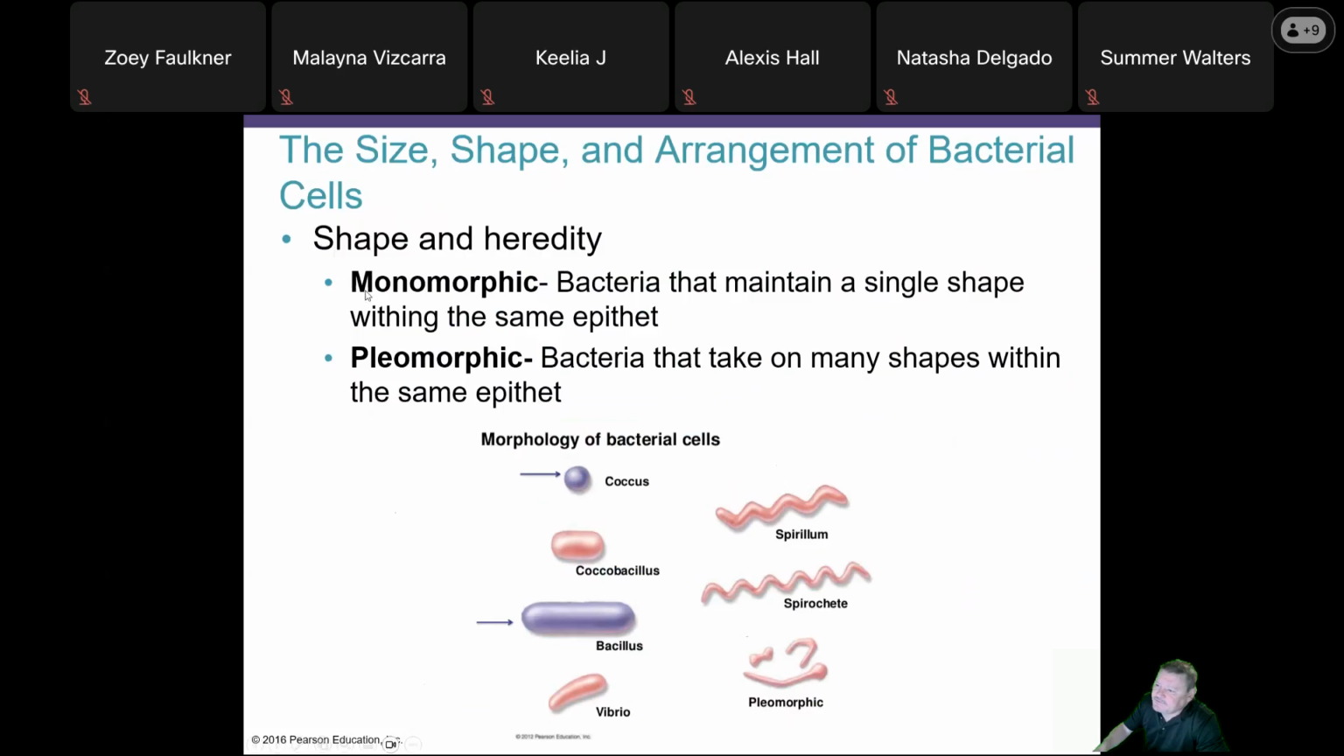But lucky for you, most of the bacteria we use in lab are monomorphic. So when you see them, they're going to look the same every time. In fact, almost all bacteria that you use in the lab will do that. There might be some that will take on a different shape if they get old or if the cultures get old.